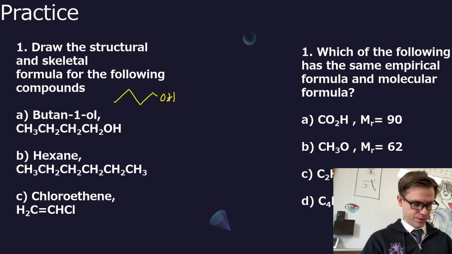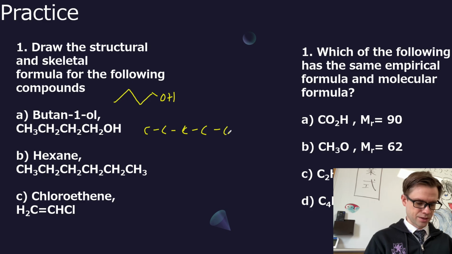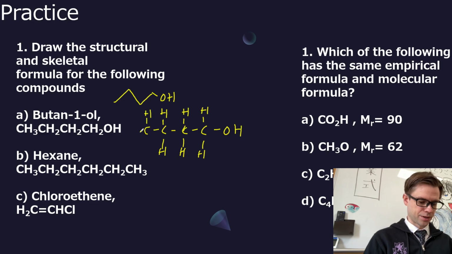Now the full structural formula for this is going to take up quite a bit of space, but C, C, C, C, 4 in a row, then an OH on the end, and then every other position around the carbons just has hydrogens. So 2 there, 2 there, 2 there, 2 there, and then 3 on the last one. It has to complete the chain and have its complete octet, 4 bonds.